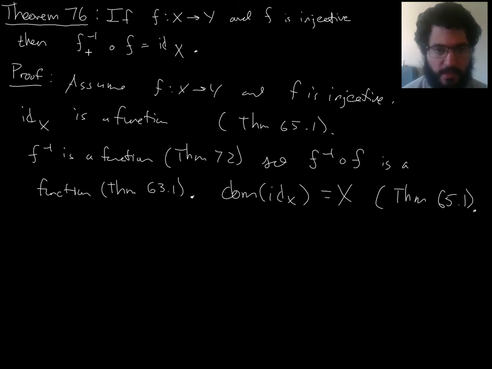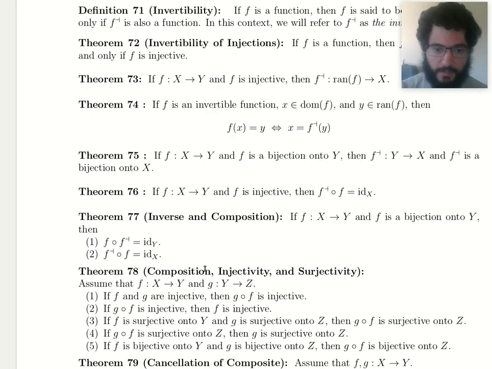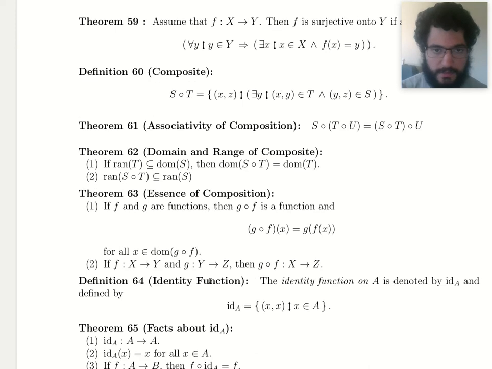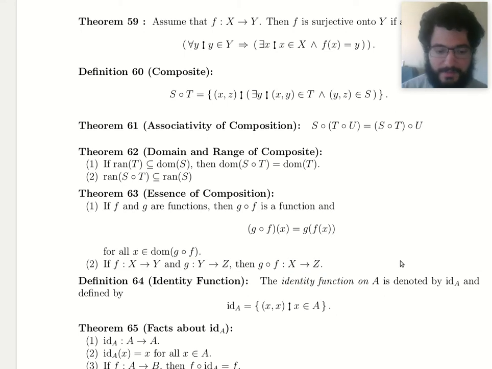And what about the domain of this composition? One way to get at the domain of a composition is to use theorem 62. Alternatively, I could use theorem 63 part 2. Personally, I like to use theorem 63 part 2. I just prefer it. Okay, so I need to establish two mapping statements, and then it gives me a third mapping statement for the composition.